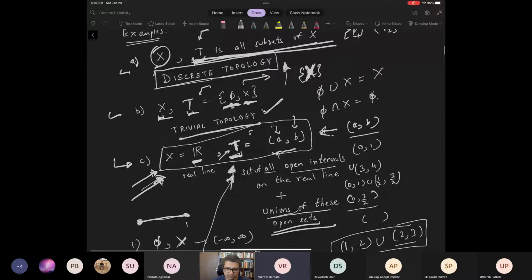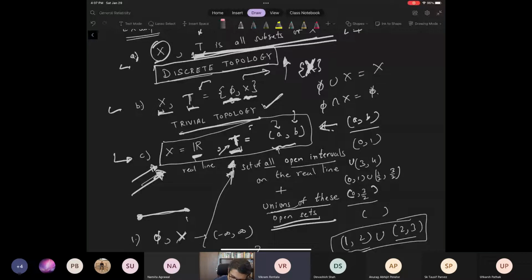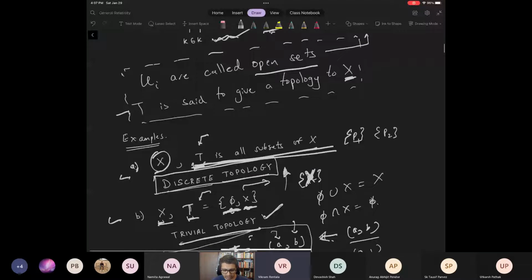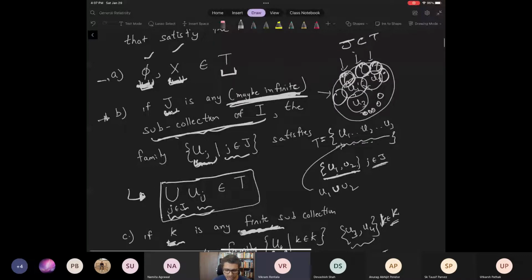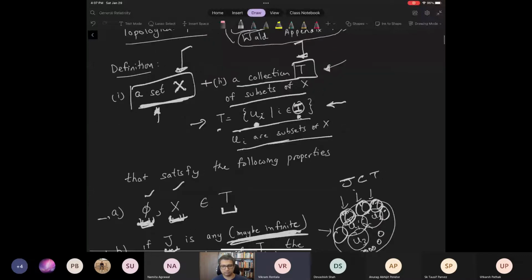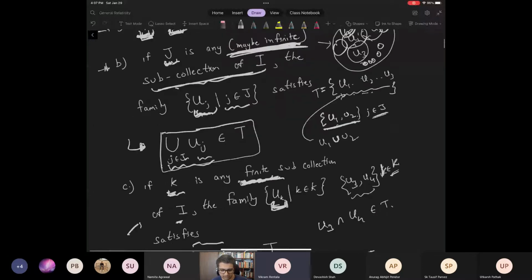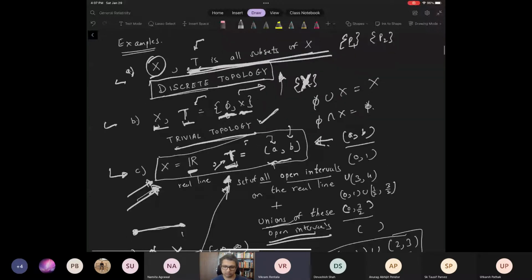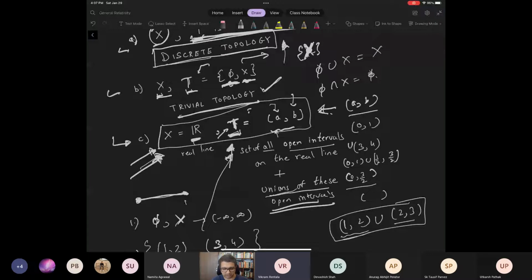Sorry, open intervals rather. I should be clear about the terminology. Intervals refer to things that are defined on the real line. Open intervals on the real line. Open sets refer to topology. In mathematics, you want to be precise about what these definitions are. So it's good to separate out what we mean by open set. It's a very specific term. It refers to one of those sets in T.